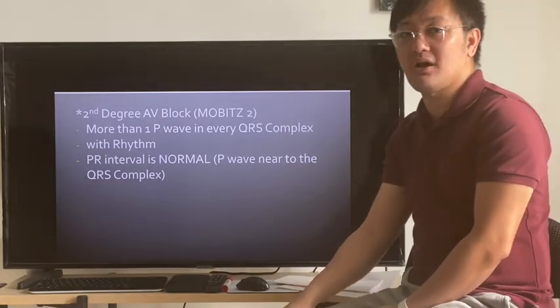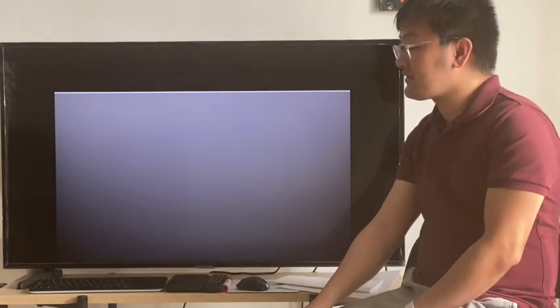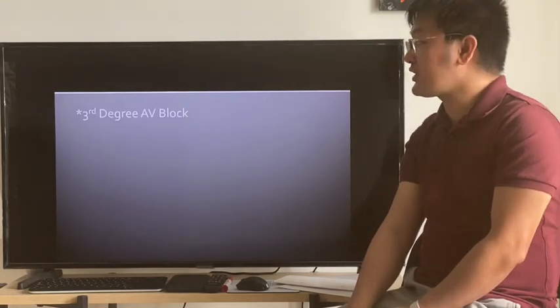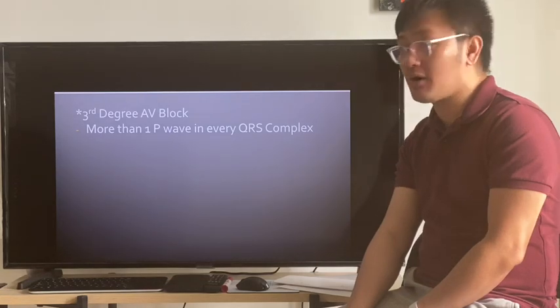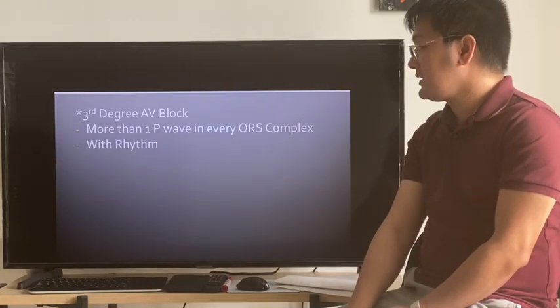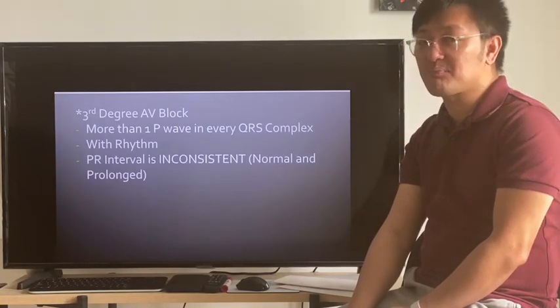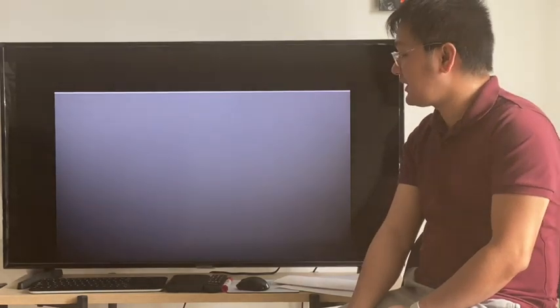But if the PR interval is inconsistent, sometimes normal, sometimes prolonged, that is your third degree AV block or complete heart block, which is the most fatal among the AV blocks, okay? So indicated here will be pacemaker implantation, okay?